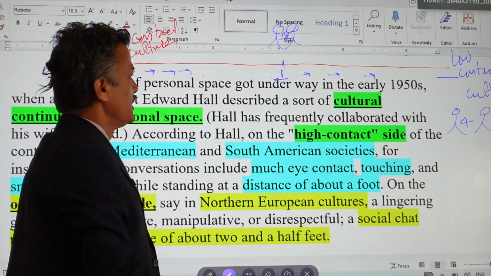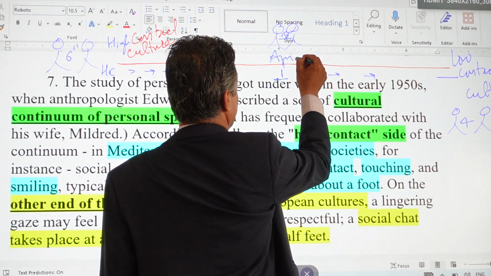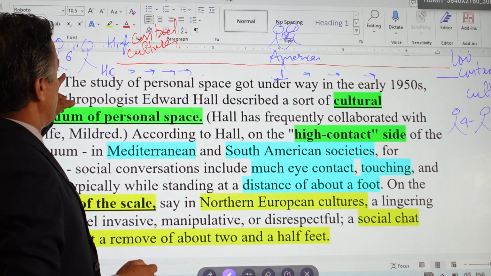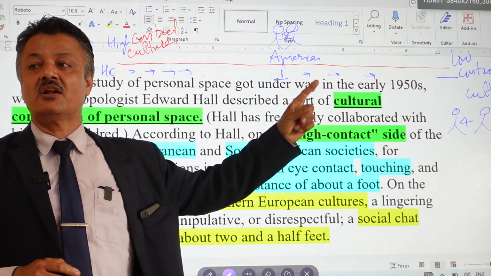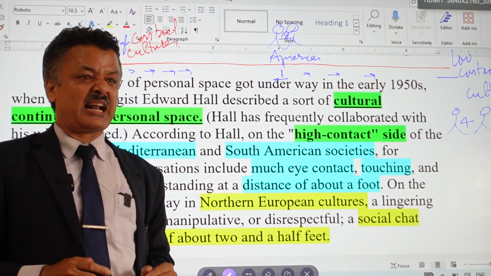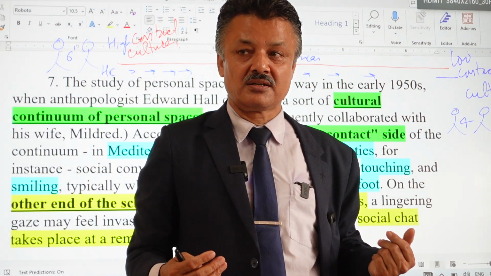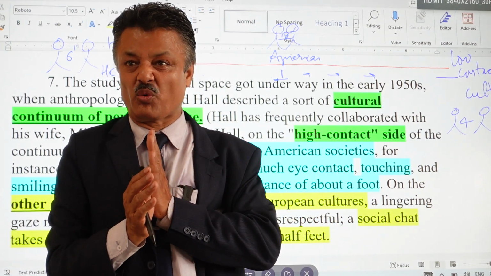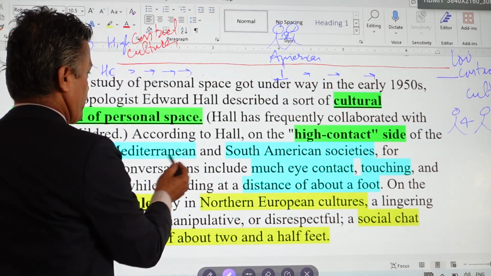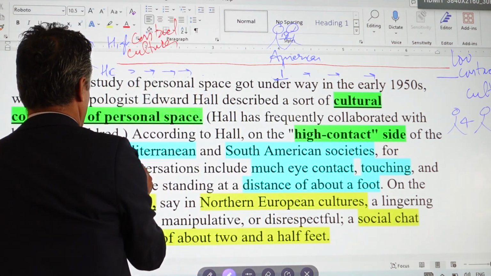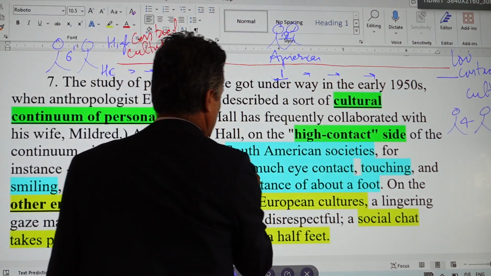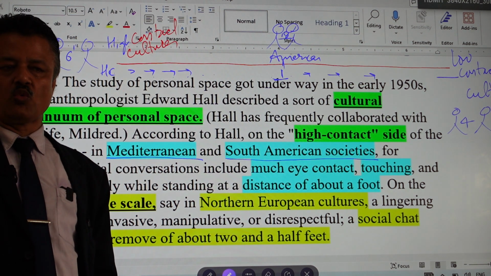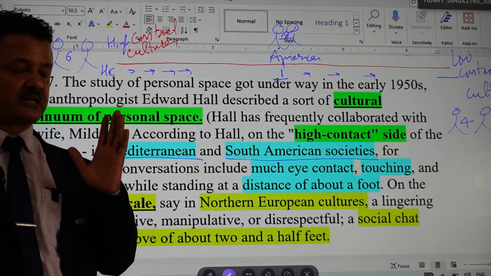So here lies America. Americans are neither high contact nor low contact. Americans neither come very close nor stay very far away. They are in the middle way. Whereas, look here, the high contact side of the culture is Mediterranean and South American societies. You can Google and ask Gemini what these countries are. I don't remember right now.